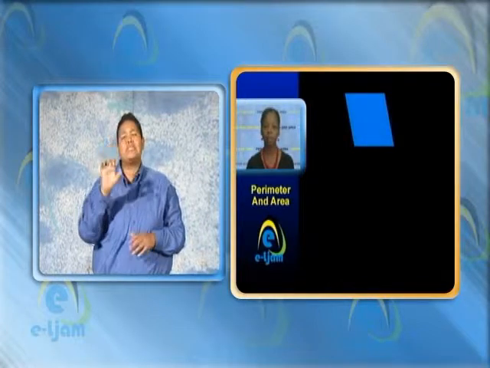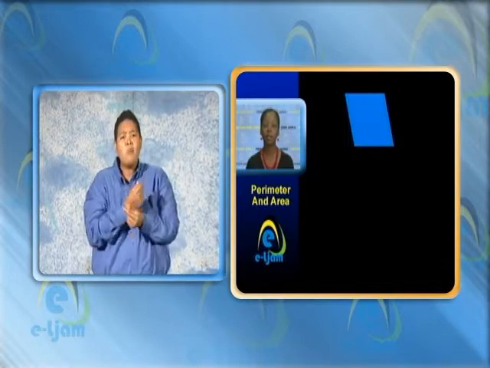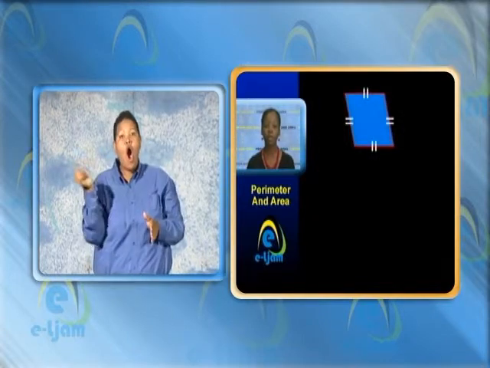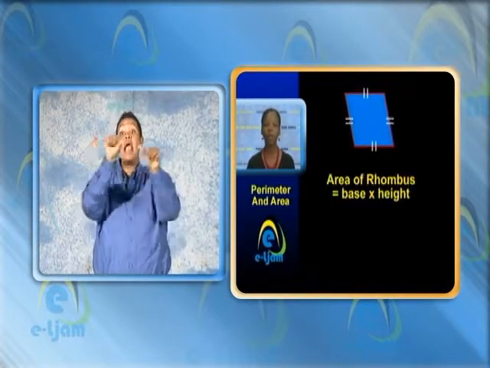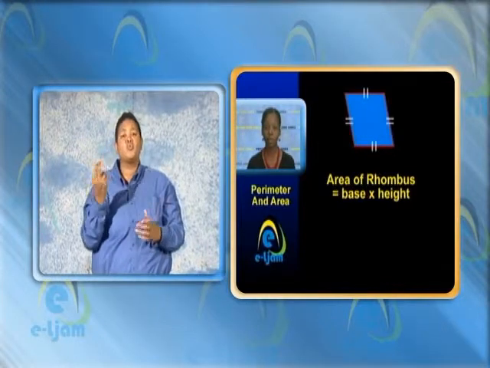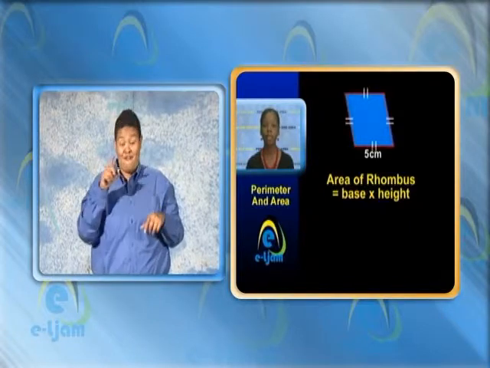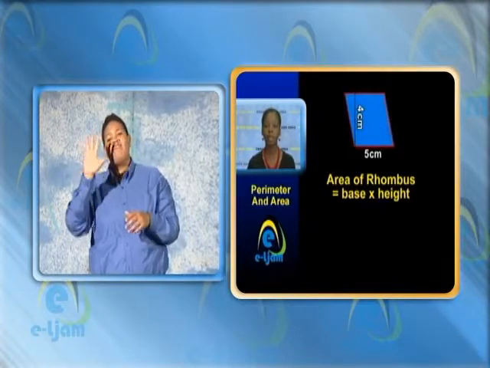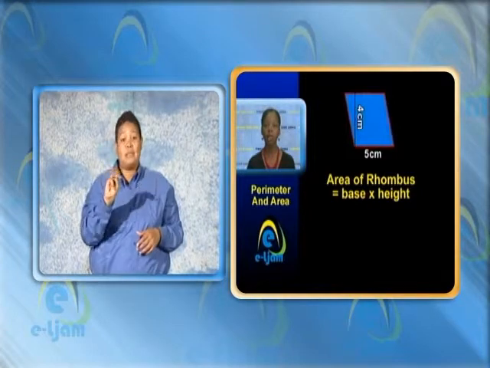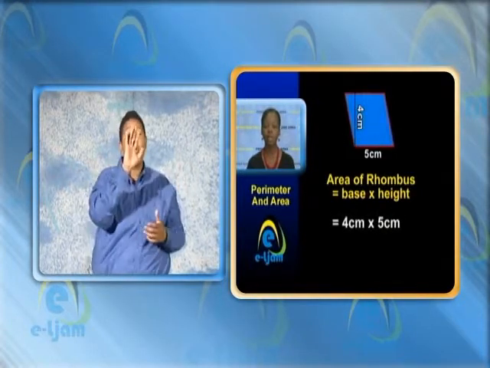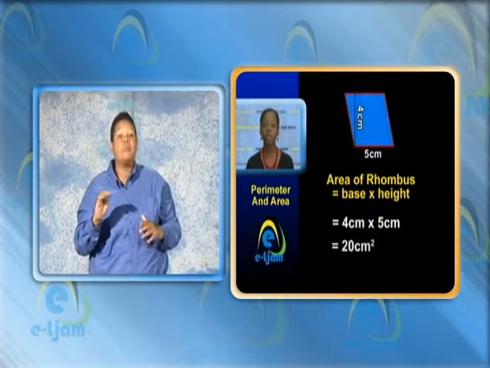A rhombus is a special kind of parallelogram. What makes it special is that though it has the properties of a parallelogram, all its sides are equal. However, it is still treated like a parallelogram. So if we want to find the area of a rhombus, we use base times height. What is the area of a rhombus whose sides measure 5 centimeters and height measures 4 centimeters? The area would be 4 centimeters times 5 centimeters, which is 20 centimeters squared.